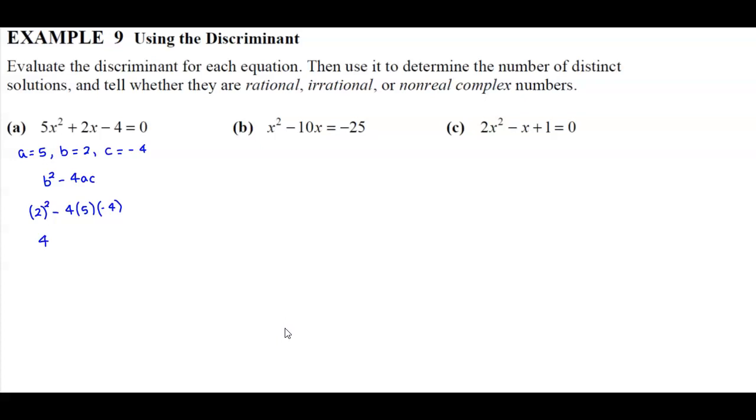Okay, so we get 2 squared, which is 4, and then we know we have a negative times a negative in these numbers, so we're going to get a positive. 4 times 5 is 20, and 20 times 4 is going to give us 80. And so therefore, we're going to get 84. Okay, so technically, we know it's greater than 0. We know that if we take the square root of that, it's going to be plus or minus. So we have 2 solutions.